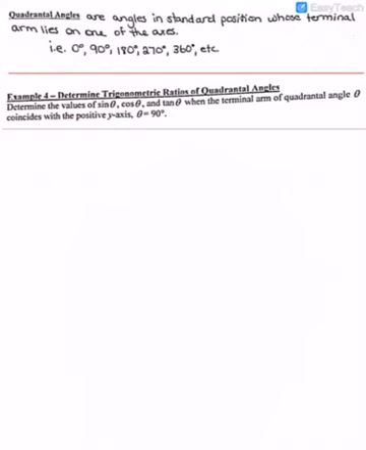Today we're going to start by talking about quadrantal angles. Quadrantal angles are angles in standard position whose terminal arm lies on one of the axes, so either 0, 90, 180, 270, 360, or so on. Now let's look at what sine, cos, and tan are at each of these places. This is a little bit tricky, so try to pay close attention.